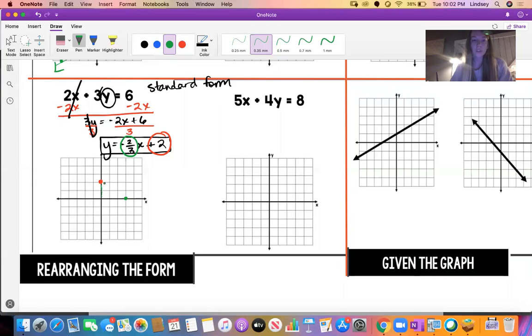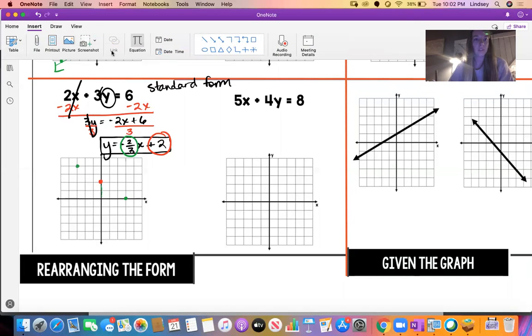Okay, you don't usually want to do it with just 2 points. You can, but your most accurate will be if you have 3 points. So you can go up 2 to the left 3. Okay, so then you can just get a line. Get a ruler, whatever, do your best to just make a line.